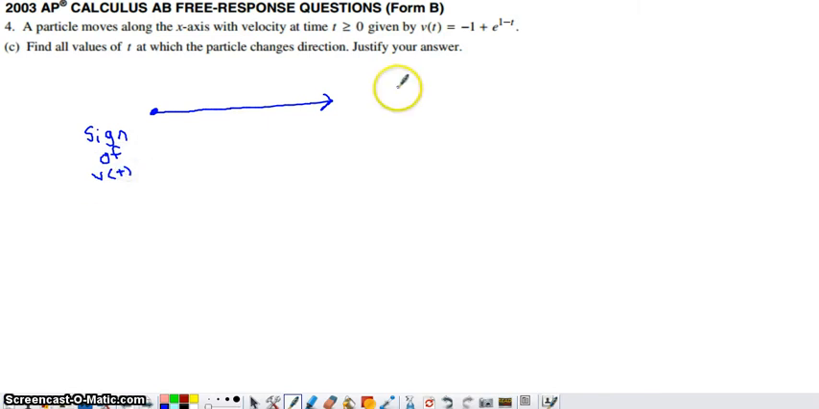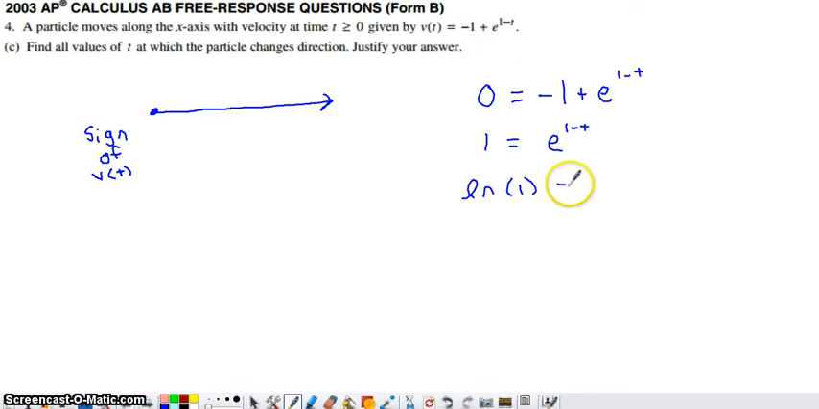So the only time that the sign of velocity can change is if velocity is first undefined or first 0. So if we set velocity equal to 0 and try to solve this, the fact that this is a non-calculator question makes this a little bit tricky. But if you're trying to solve an equation involving an exponential without a calculator, isolate the exponential, so add 1 to each side, and then the exponential is by itself, and then get rid of the exponential. So to get rid of the exponential, we're going to do the natural log of each side. So we do the natural log of 1, and then the natural log of this side is just going to leave us with 1 minus t.